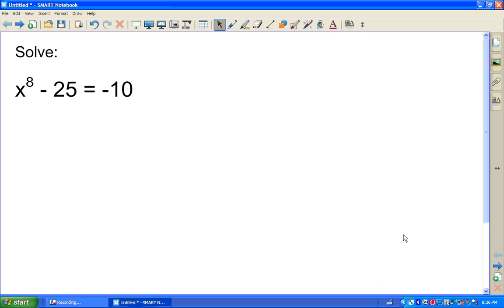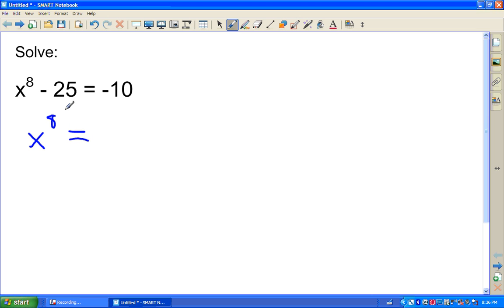This worked example shows you how to solve equations that require you to take roots of a variable. So first we're going to look at this equation right here, and we're going to pick out exactly what we need to do here. And this is like any other equation. If this were just x, you would try to isolate the x. It's not x, it's x to the 8th.